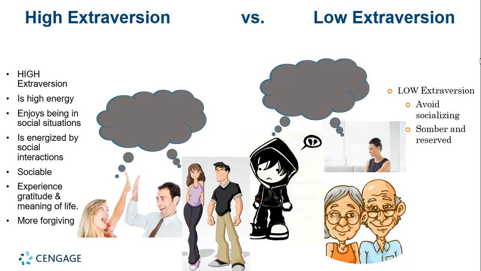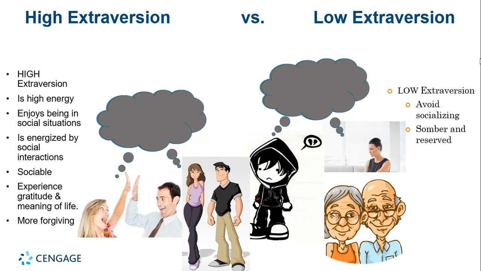These people also tend to be a little bit more forgiving. They're more likely to say, hey, you know what? Our friendship is more important than this issue. I enjoy socializing with you more than whatever the issue happens to be. Whereas someone who's low in extroversion, people that we often call introverted, they tend to avoid socializing. Socializing makes them feel exhausted. And in fact, their personalities tend to be more low energy, somber, and reserved.